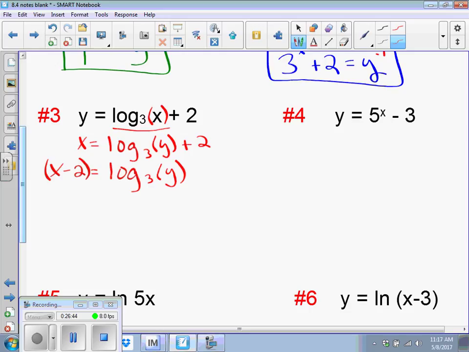Now you can change both sides to exponential form. What's my base? 3. So 3 to the x minus 2 equals 3 to the log base 3 of y. What happens? 3 to the log base 3 cancels, right? So that just leaves me with y equals 3 to the x minus 2.